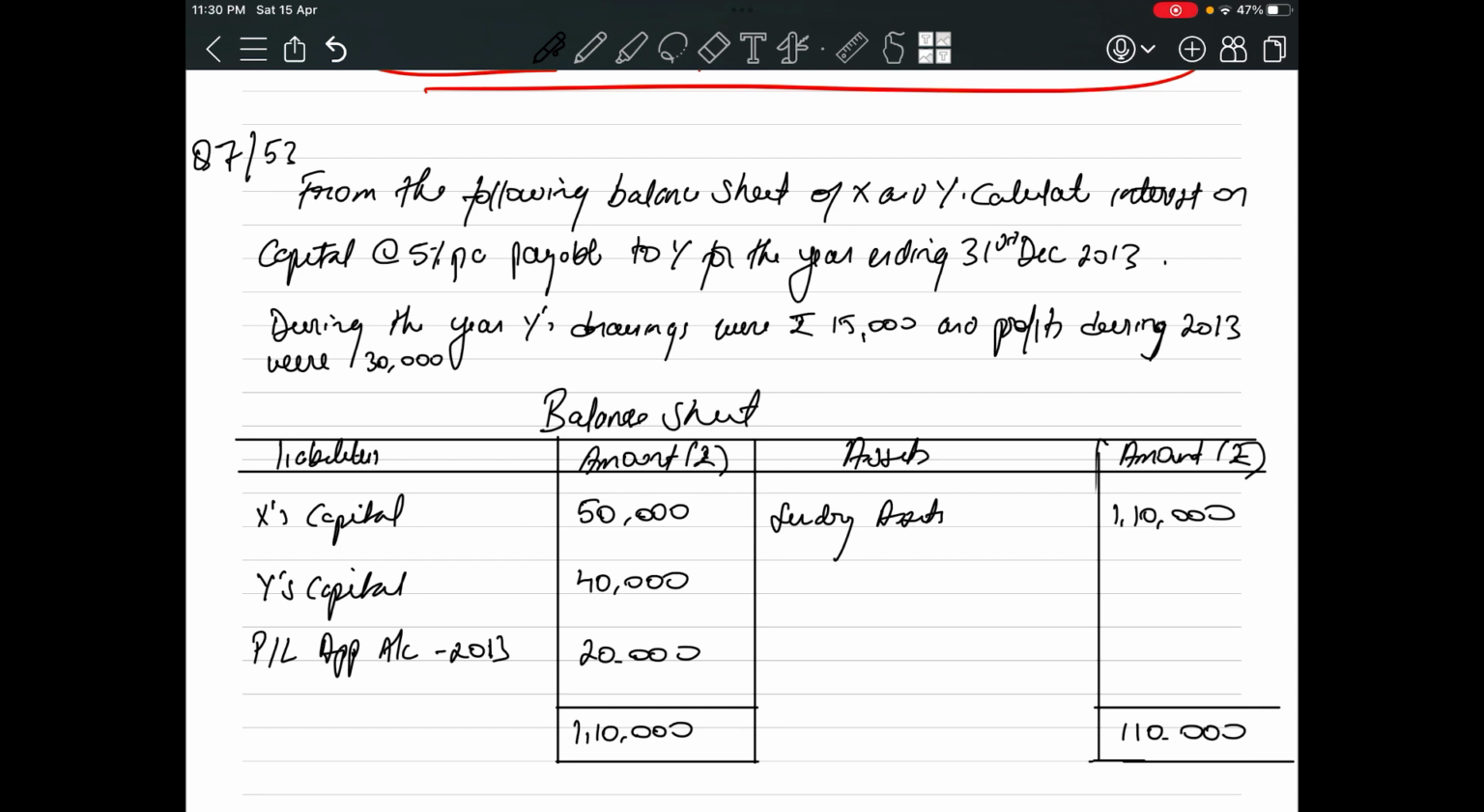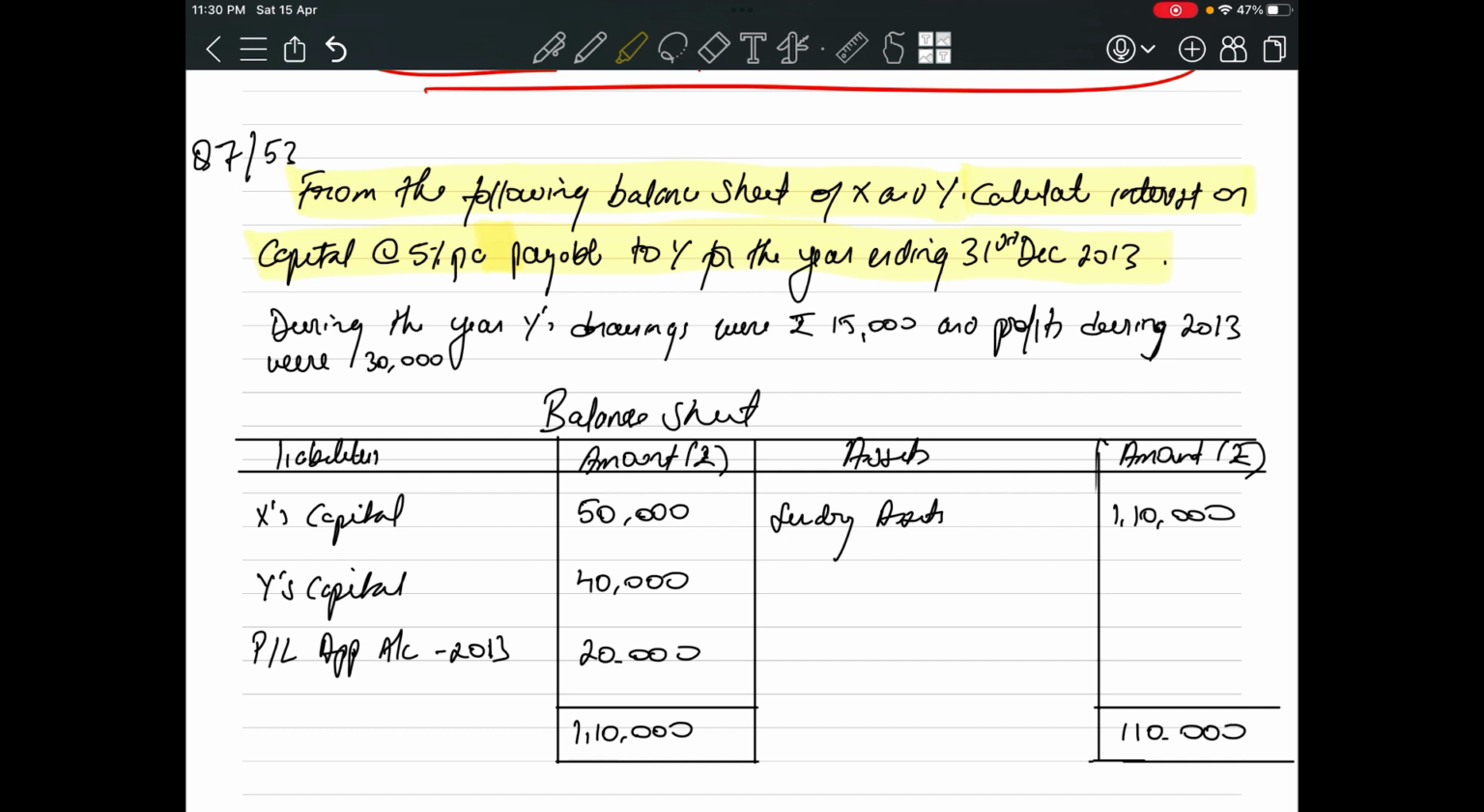Okay students, so now let's solve question number 7. Page number 53. Let's read the question first. From the following balance sheet of X and Y, calculate interest on capital at the rate of 5% per annum payable to Y for the year ending 31st December 2013. So we'll have to calculate interest on capital at the rate 5% payable to Y.